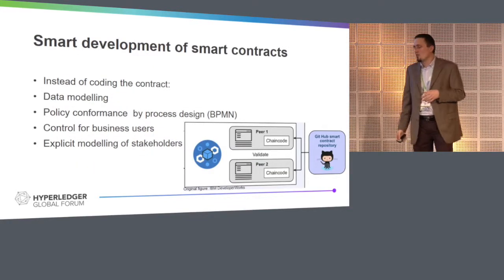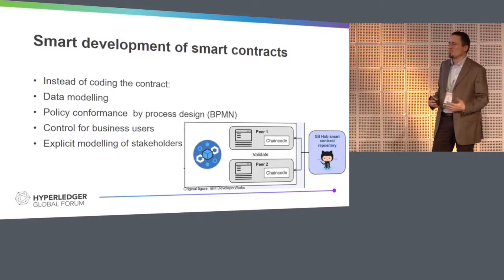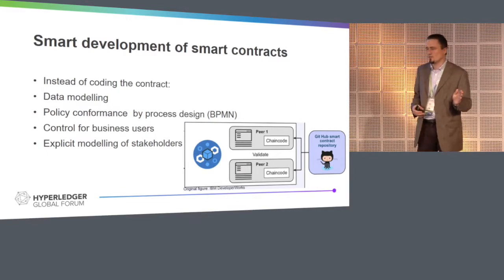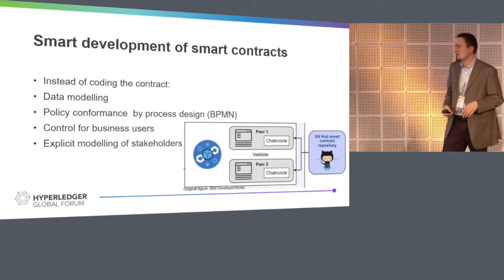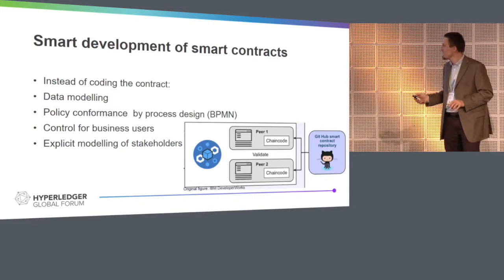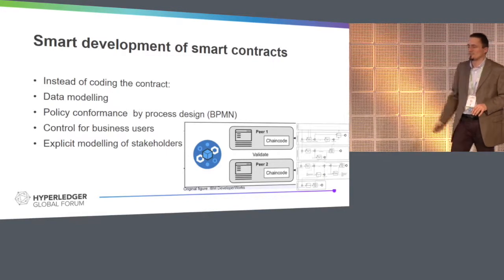So instead of coding the contract, what we can do is some sort of data modeling, then create processes where certain policies can be checked right on the process. So without coding, we can check whether the process will follow our policies. We can explicitly attach stakeholders to different operations. So instead of having code and reusing the code, we can reuse it at the process level.